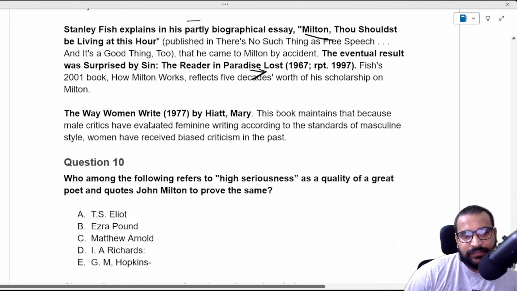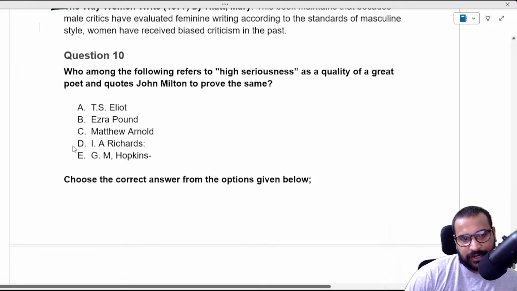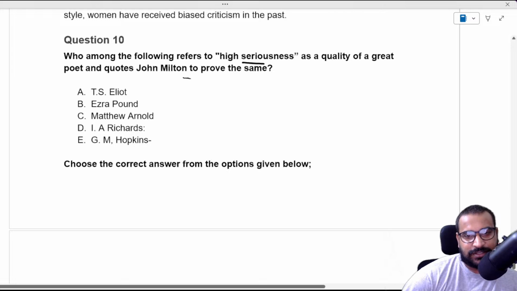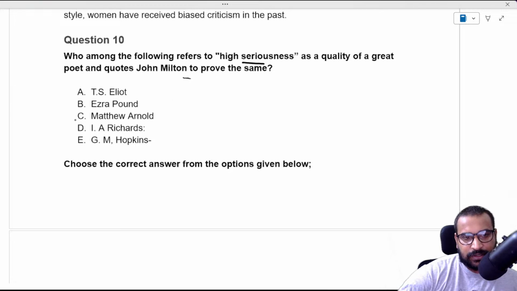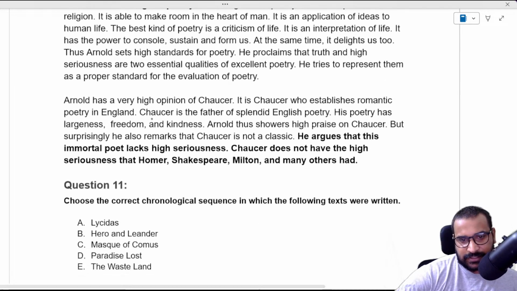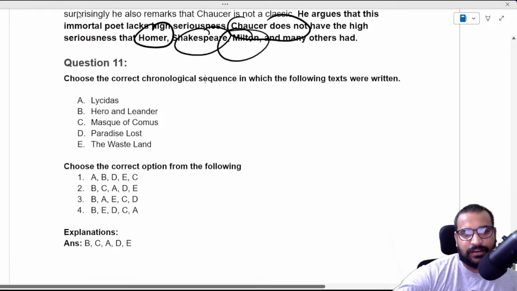So anyway, the way women write by Hayat Mary. Anyway, if it is there, then you should have a little bit of an idea about it. So question number 10, who among the following refers to high seriousness? We always get this question, right? And we also discussed it earlier in this session itself. So it was our Matthew Arnold who said it about Chaucer. Chaucer doesn't have that high seriousness, he lacks it. Chaucer does not have it, but who has? Homer, Shakespeare, and Milton.